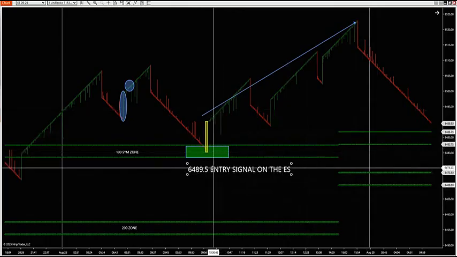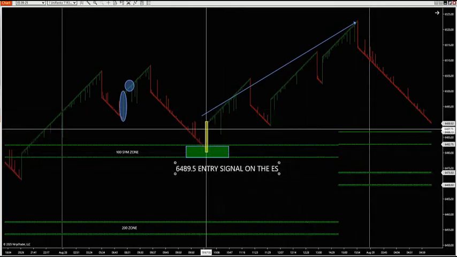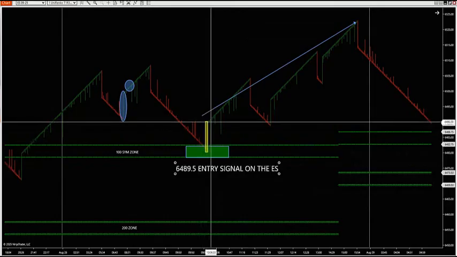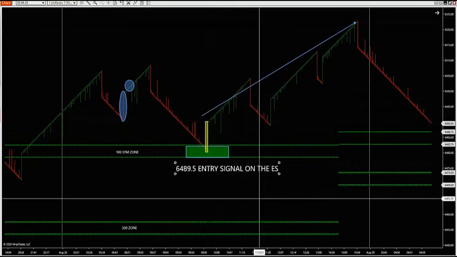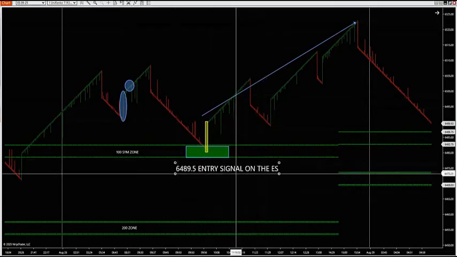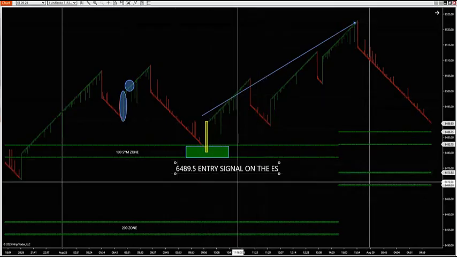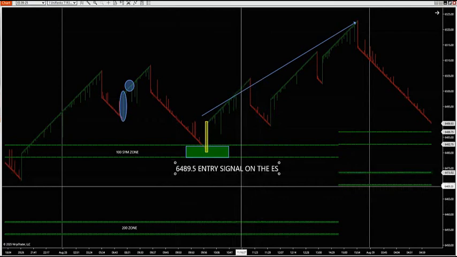So 64.5 to 90 entry on the ES. Ran almost 32 S&P points up. That's a really nice liquidity grab buy. Projected an hour and a half on yesterday's video before it even happened. That's why I'm going to do these videos on Wednesdays, Thursdays, and Fridays.